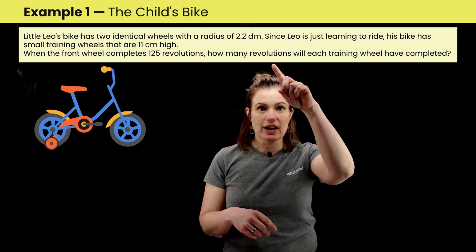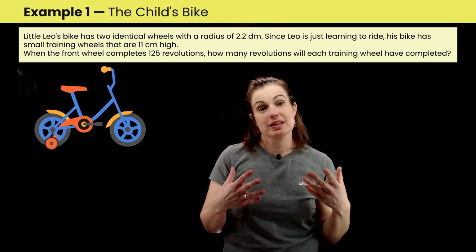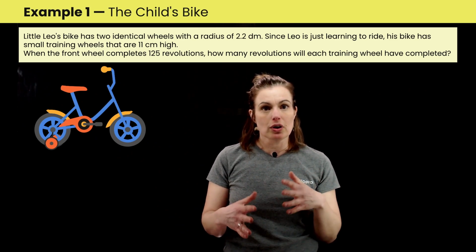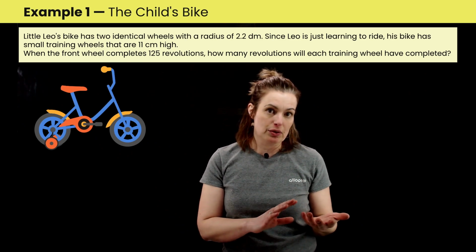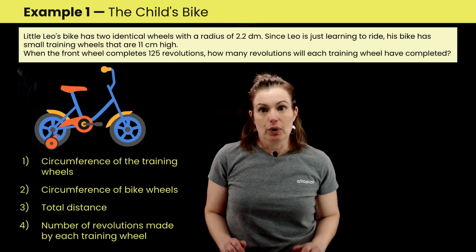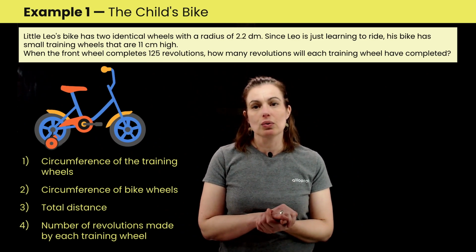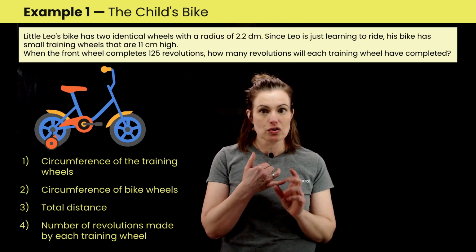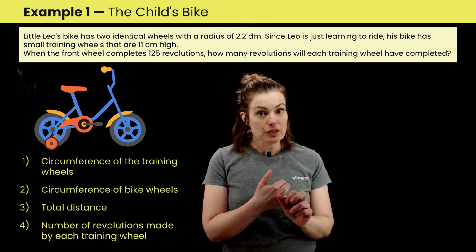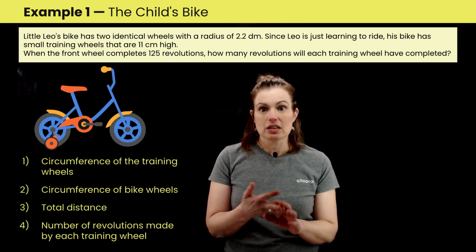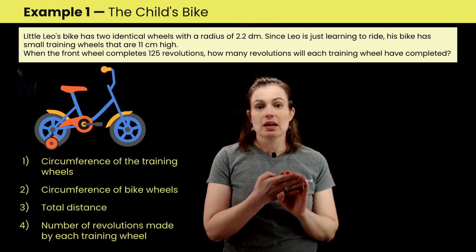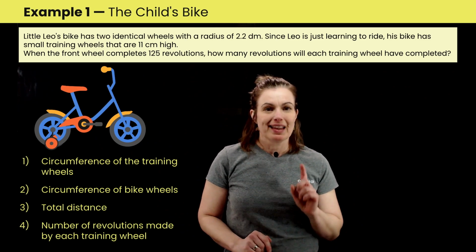One of them is the fact that we have decimeters and centimeters appearing in the same problem. So we're going to have to convert either all to decimeters or all to centimeters. Then we're going to make a little bit of a plan. To tackle the problem, we're going to look at the circumference of the training wheels. Then we're going to look at the circumference of the bike wheels, the total distance, and the number of revolutions made by each training wheel.